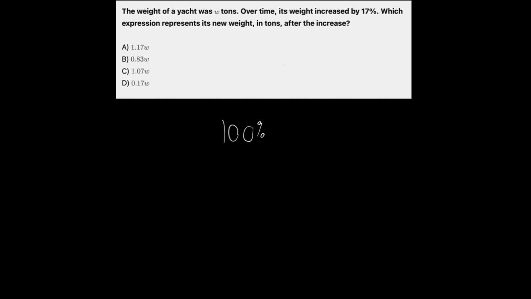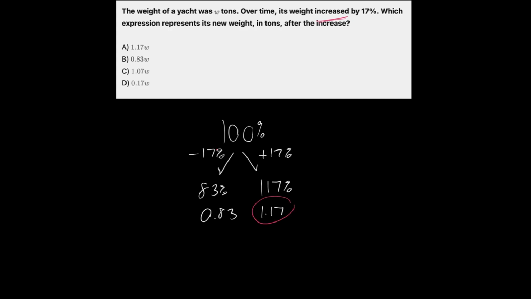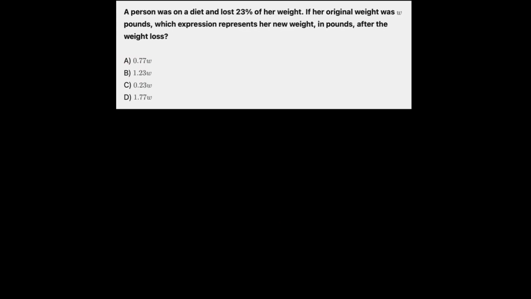So in this question, the weight of the yacht increased by 17%. So just imagine something goes up by 17% or down by 17% from 100. So it would go up to 117% or down to 83%. Now, to turn a percent to decimal form, you move the decimal over 2 spaces. So 117% becomes 1.17, or 83% becomes 0.83. So because this one involved an increase, the answer is 1.17. We'd be taking the original weight and simply multiplying it by that number. Now going to our next question.